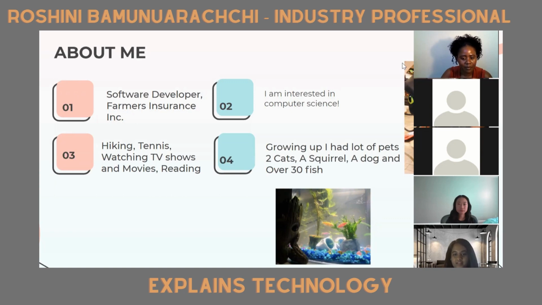Back then, I didn't live in an apartment, so we had a house, and I had all these pets. Even now I have a tiny little fish tank, which you can see in the bottom picture. I have 4 fish in there, sitting in my room. Whenever I need to take a break, I look at that. Can you go to the next slide?